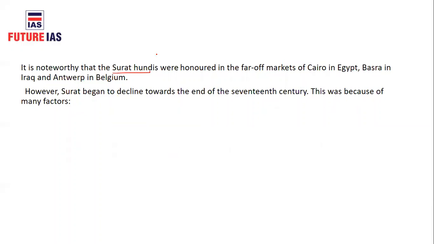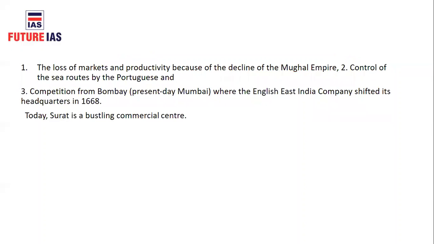So Surat Hundis were basically honored in the far off markets, especially in Egypt and Iraq and Belgium, right? So these were some of the features where Surat had tremendous linkages with the far west. Okay, and why has Surat lost the market? Because you must understand, because of the decline of the Mughal Empire. So loss of market productivity is due to the decline of the Mughal Empire.